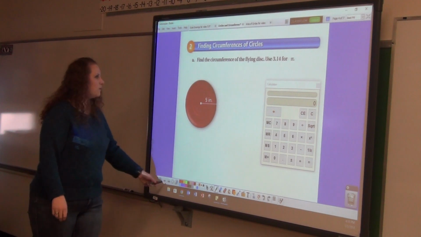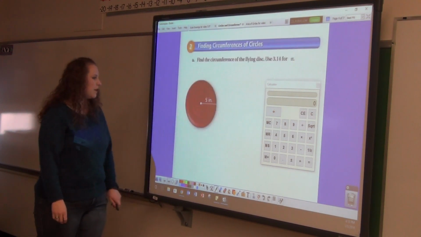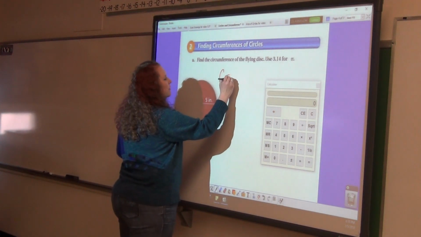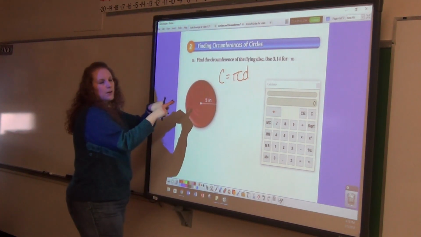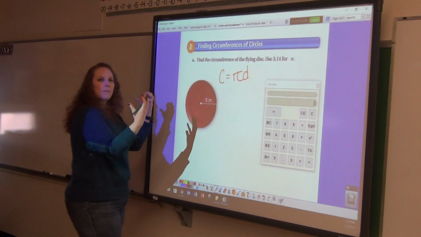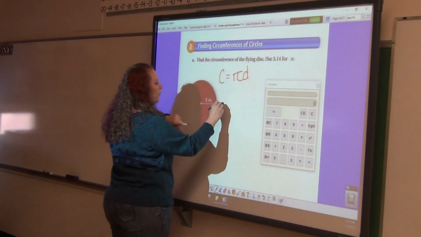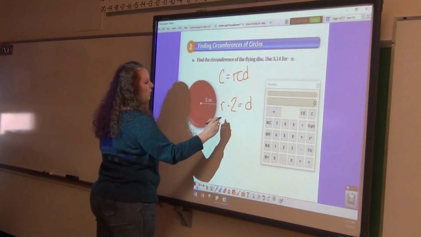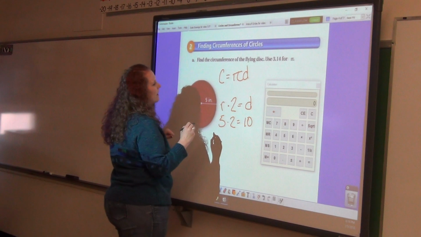So, just to review really quick, the formula of circumference is circumference equals pi times the diameter. I only have the radius here, but I know that the diameter is twice the radius, so I can say 5 times 2, or radius times 2, equals my diameter. So 5 times 2 equals my diameter, which is 10.